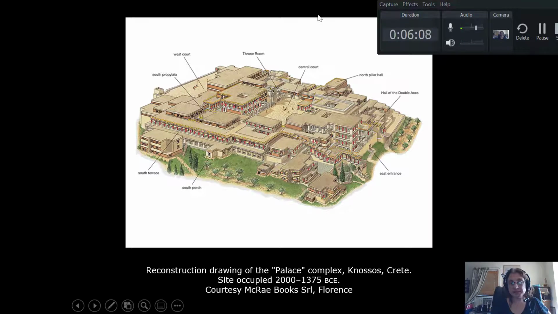It's quite complex in how this is made and quite beautifully done. We have this central courtyard here, and then we have a throne room. So there is a system of a king who is leading them, who is in charge of the people. We have various entrances, this is the east entrance, and a south porch and so on. But for the most part, we would consider it a fortified walled city on top of a mountain.